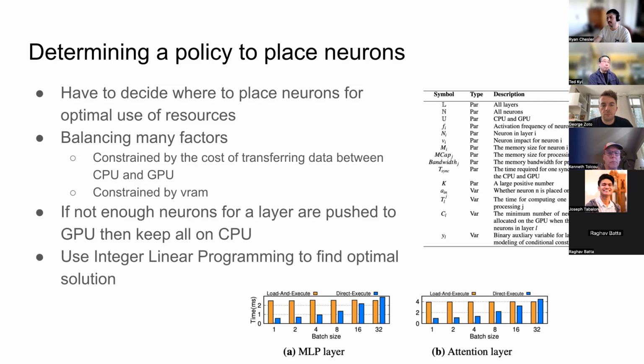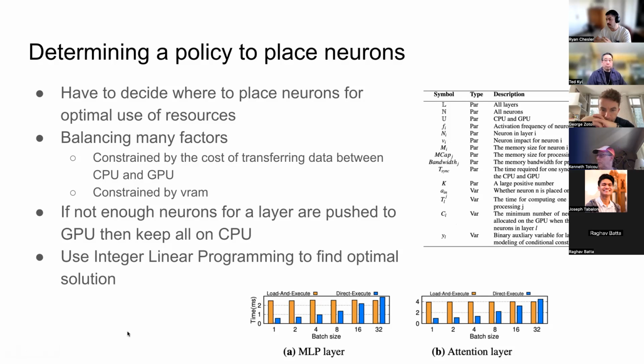So they have this complex equation where they have all of these different factors that they're looking at. And then they pass this into integer linear programming, and then it's able to figure out here's all the trade-offs, here's the best that we can do given the constraints of this problem.